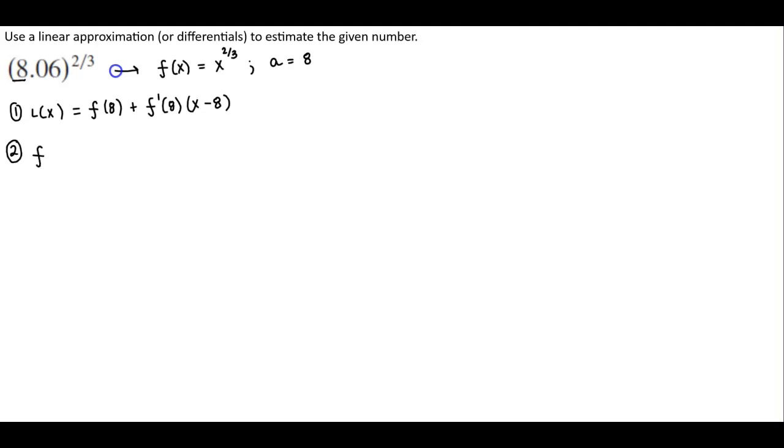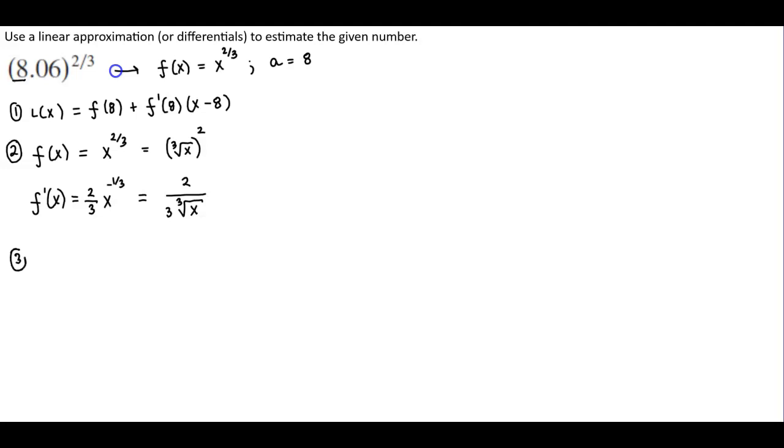So we know that f of x is going to equal x to the 2/3, which is the same thing as the cube root of x, and then we could square it. F prime of x is 2/3 times x to the negative 1/3, and that can be written as 2/3 times the cube root of x.